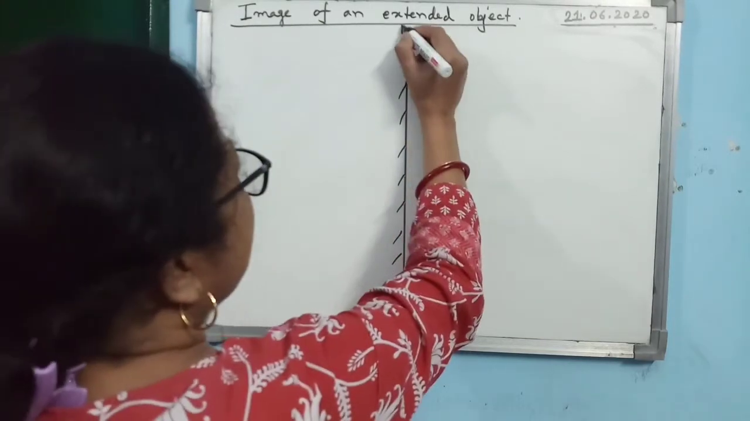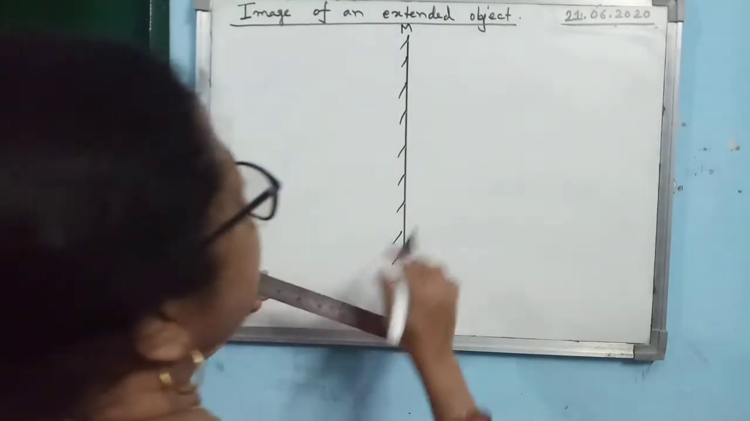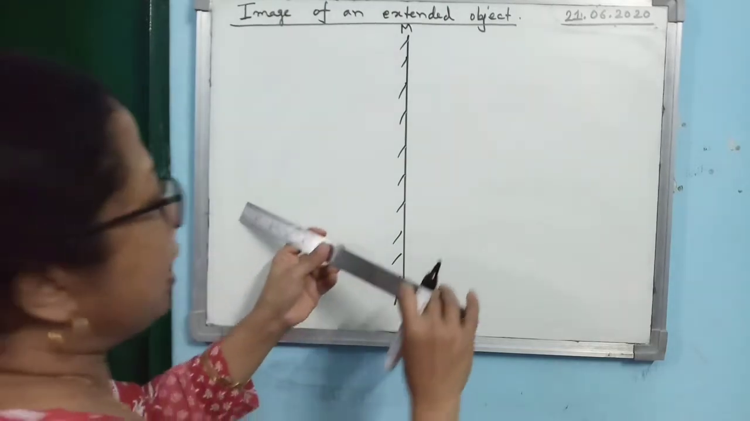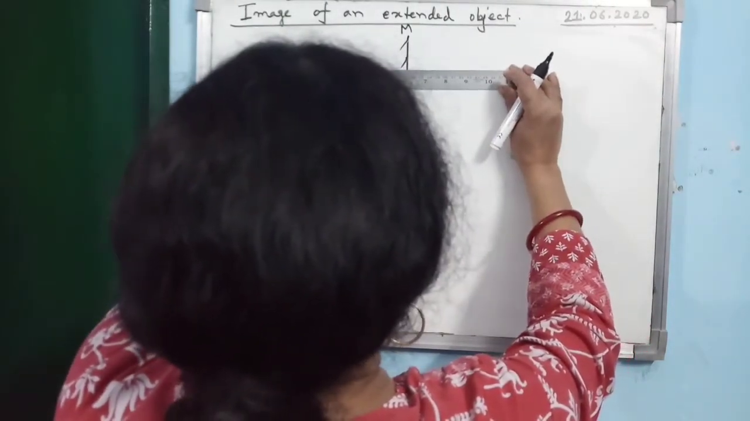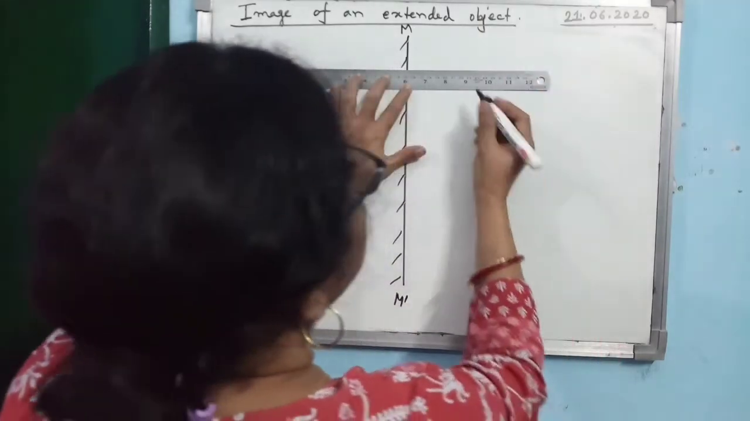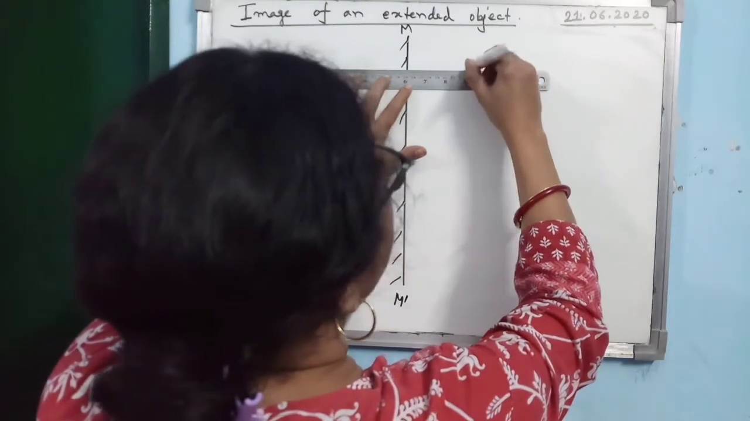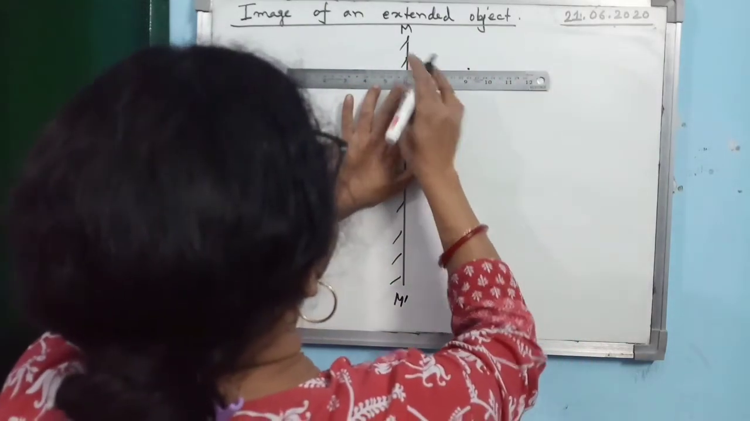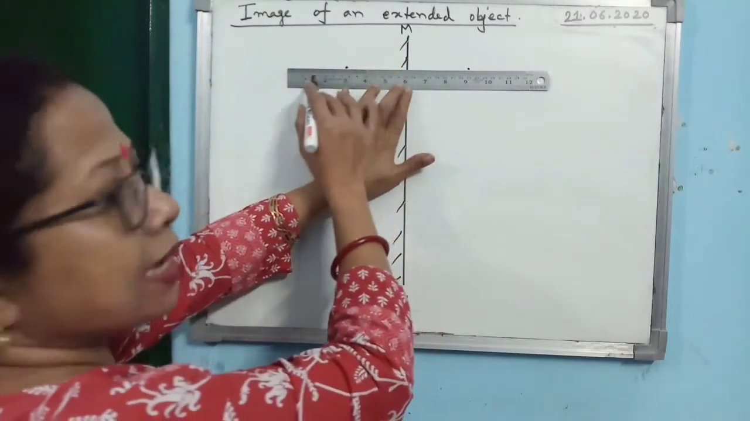Alright. And the moment you take the mirror, you must name it. Then what do you do? Along one ruled line, please follow the instruction. Along one ruled line, you first take a point in front of the mirror, suppose at a distance of 5 centimeter, and then you mark a point behind the mirror at the same distance.